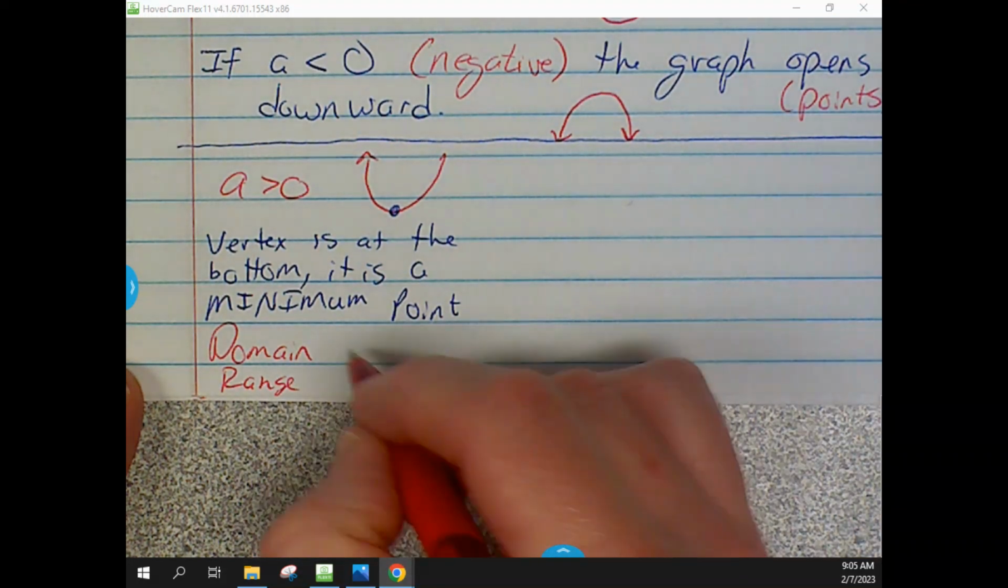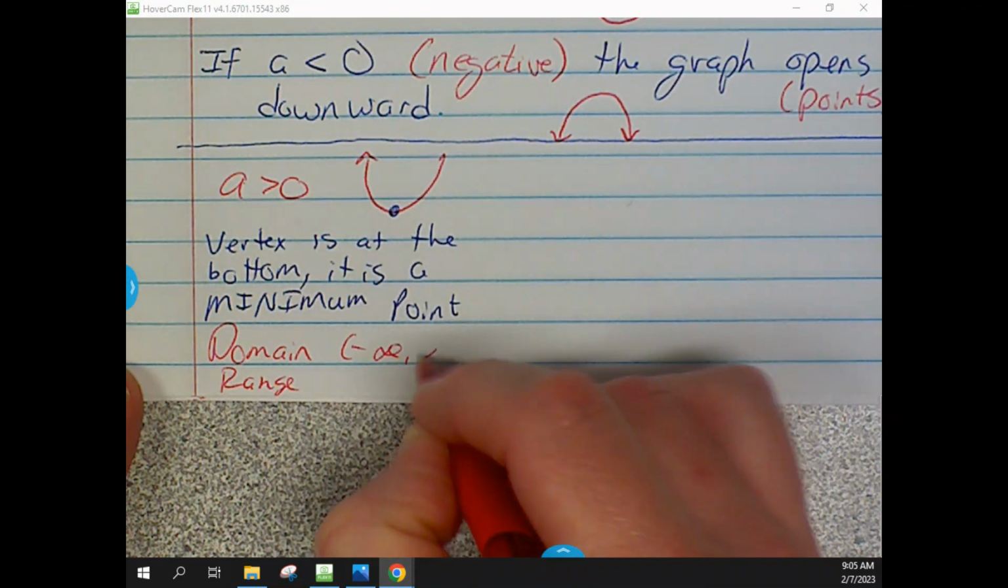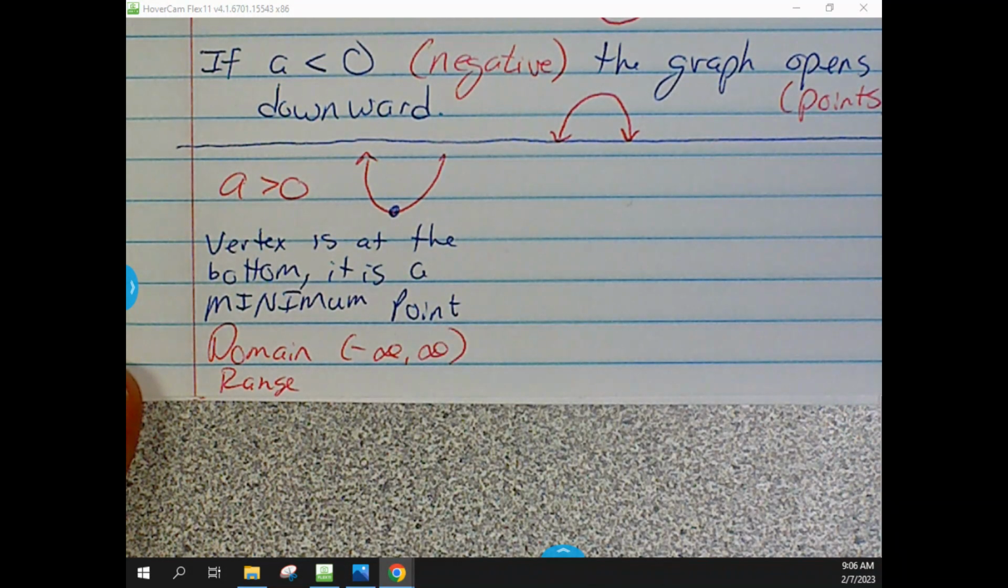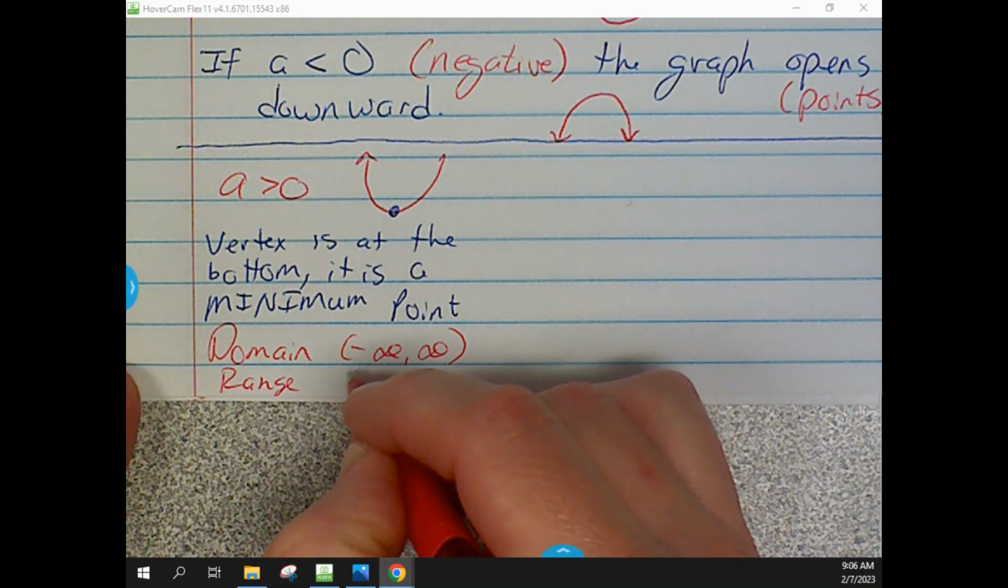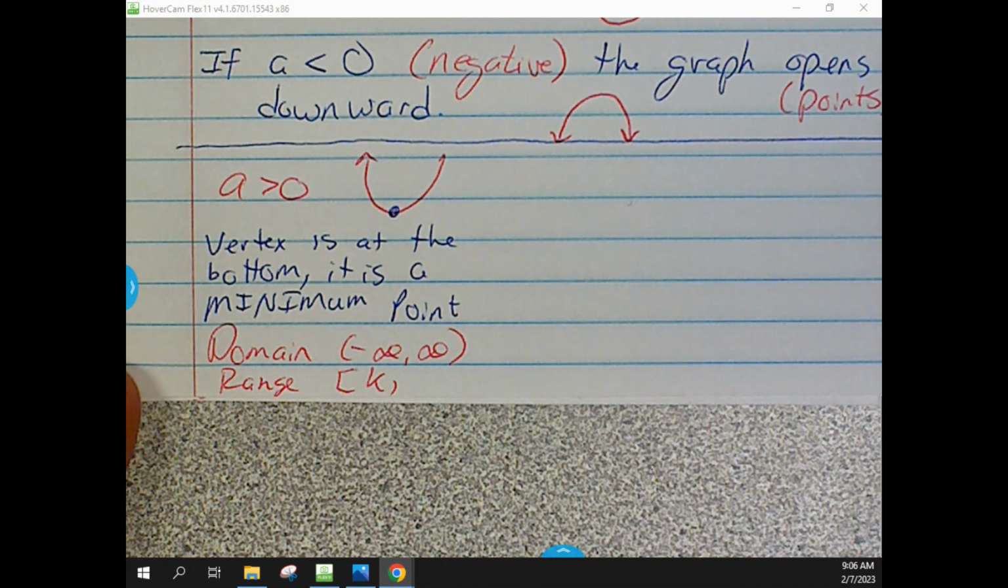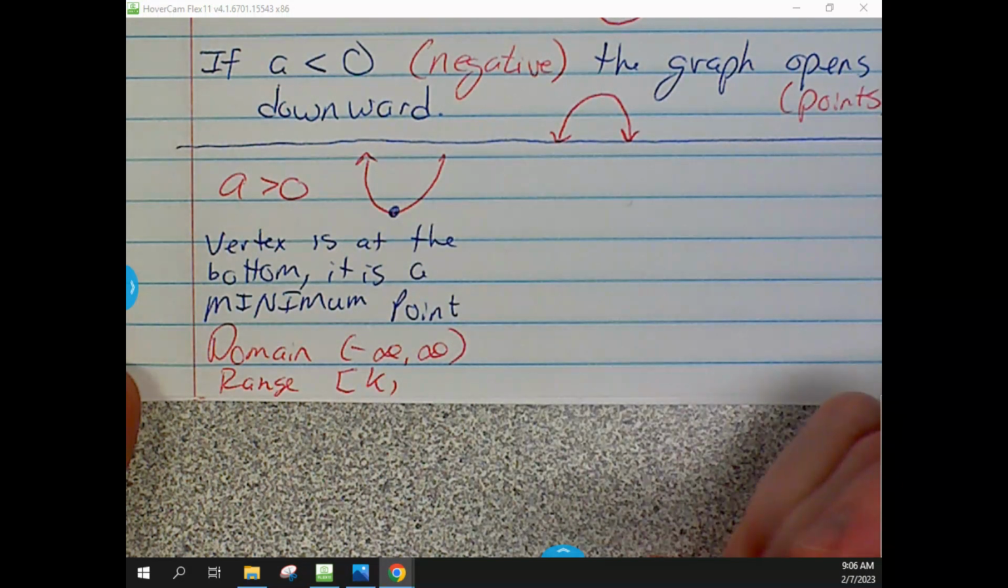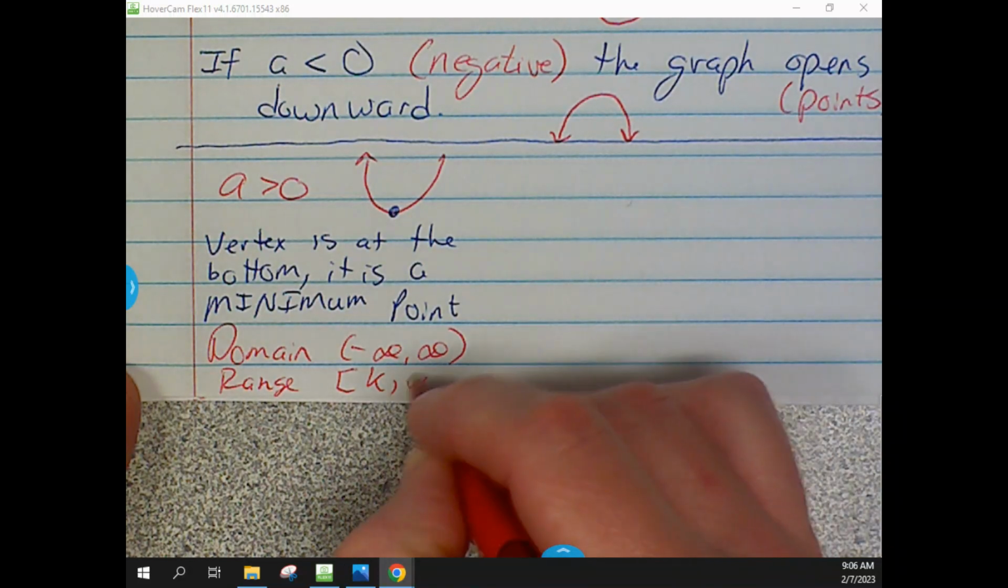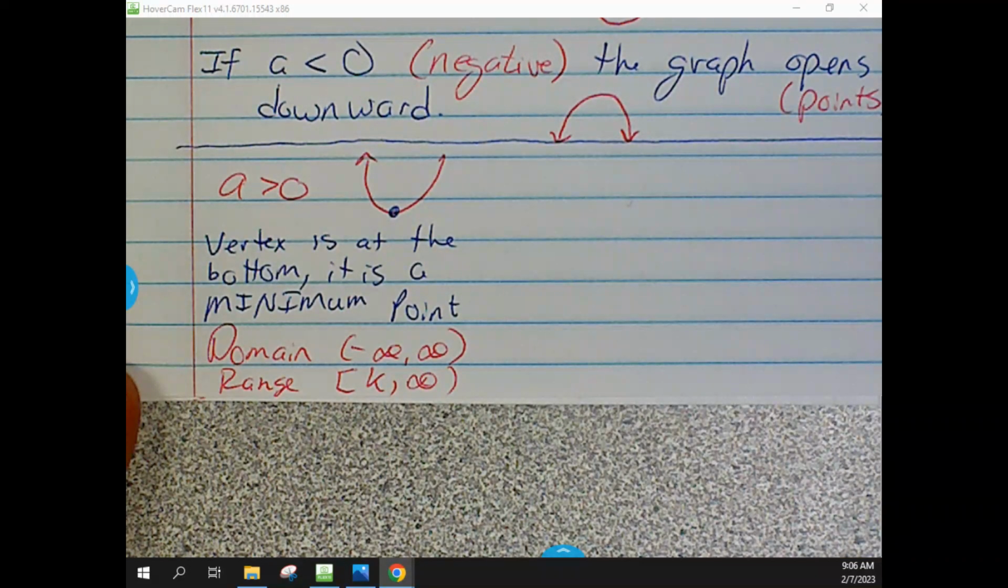All right, and because it's a function, any function that we do, every single time, the domain is always going to be negative infinity to infinity. For the range, it's going to be this. For the range part of it, you're going to be working with whatever the k value is. And then from there, it's going up to infinity. So we're going from k up to infinity.